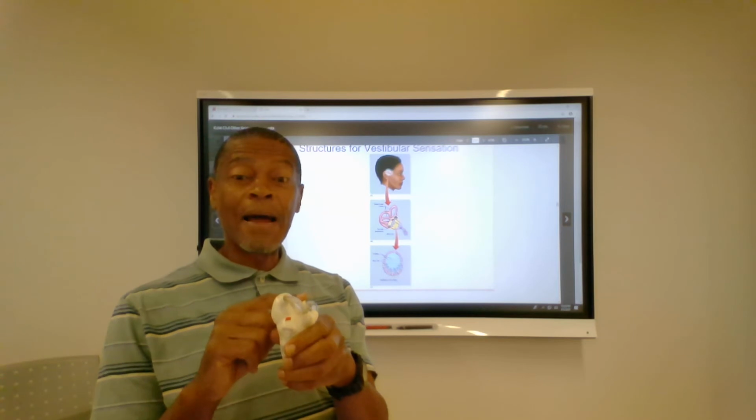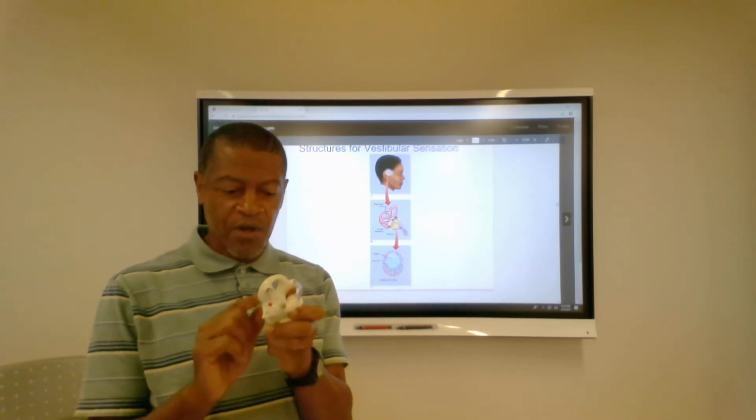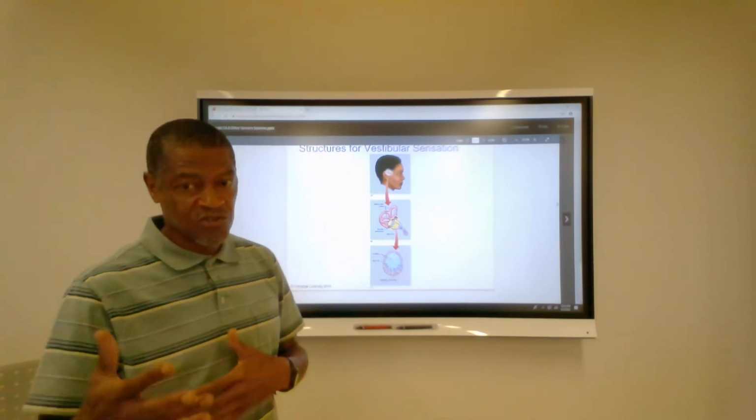So acute labyrinthitis, that's the technical name for vertigo, where you're really dizzy. If those hair cells are firing too much, not a good thing. So your mechanical senses are off.